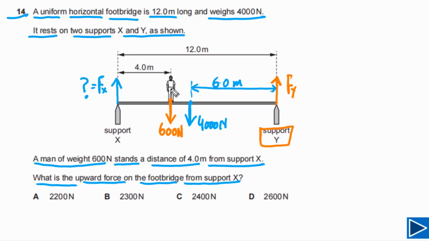So it means this person is pushing down on the bridge with this force. Simply, you can understand this force is equal to the weight of the person. So that's the reason I have written this is 600 newtons. Now we need to decide our pivot point.